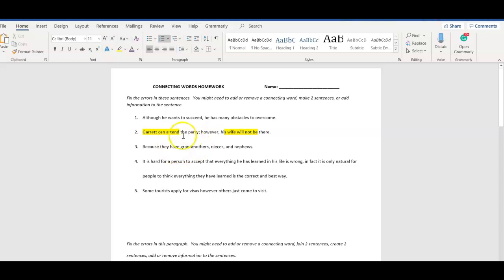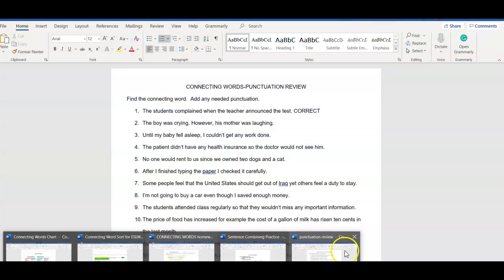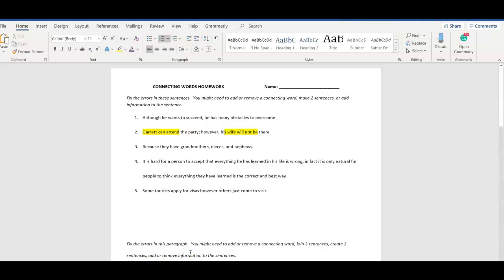So those are three different ways that you can practice connecting words, and you will be able to do them in your homework. Adding punctuation, combining sentences, and correcting sentences. Then once you do this kind of practice, you will be ready to apply this to your own writing.